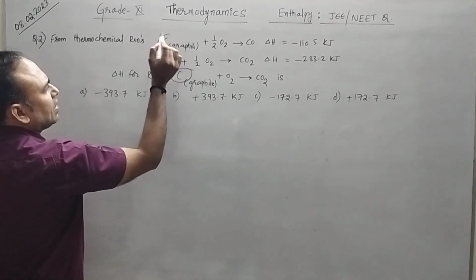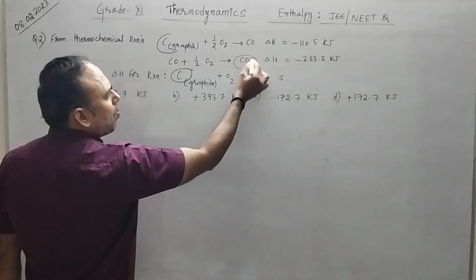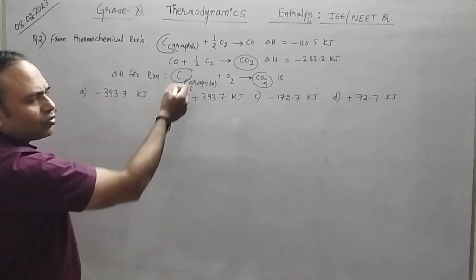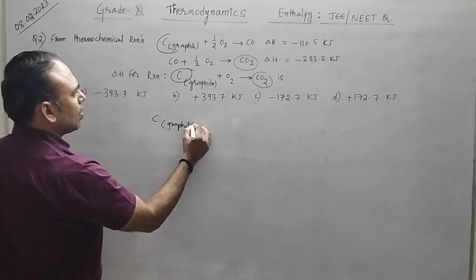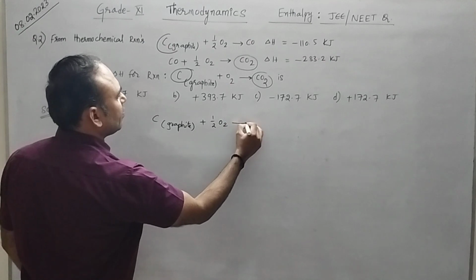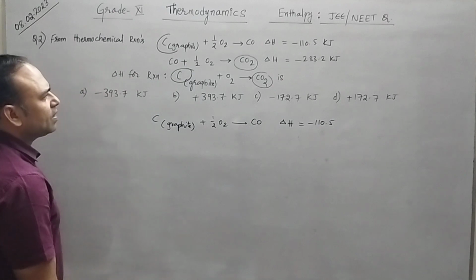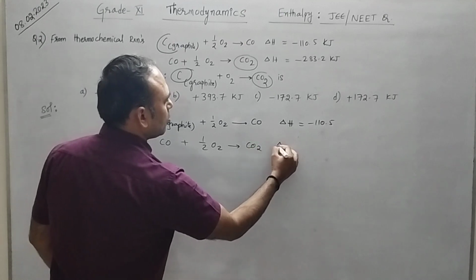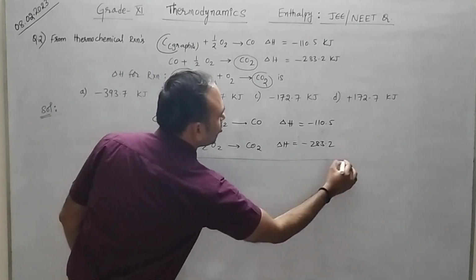We can see that equation 1 is there as it is. Next, CO2 is also on the product side. Fine. So therefore, straight away you can add these two reactions. So let us add C graphite plus half O2 gives CO. Delta H is minus 110.5 kilojoules. Second one, CO plus half O2 gives CO2, delta H is minus 283.2. Now we need to add these two.